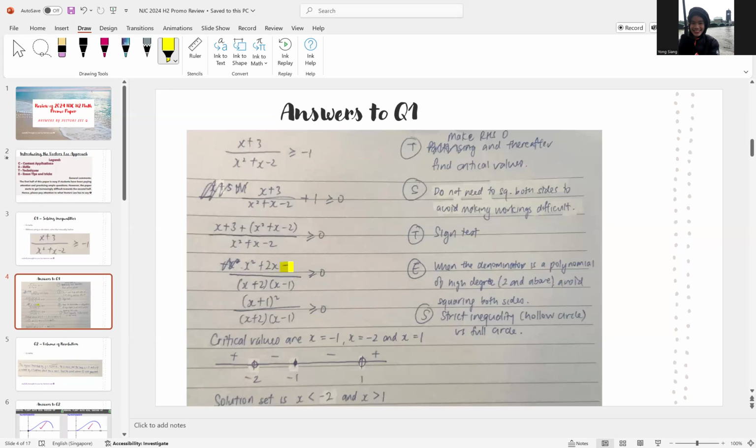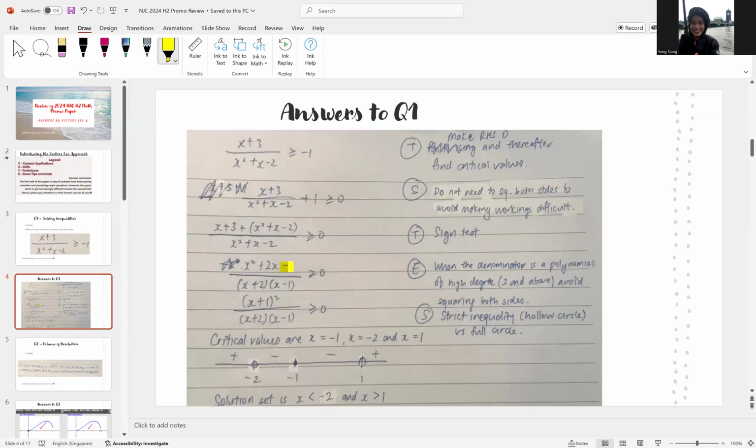Why do I need to find the values for which it is undefined? Because if it's undefined, I'm going to put a very, very strict hollow circle on the critical value that makes it undefined, because I need to tell the marker that I know there is no such value that is going to satisfy the solution set of the inequality. So I write down that the critical values are x equals -1, -2, and 1.